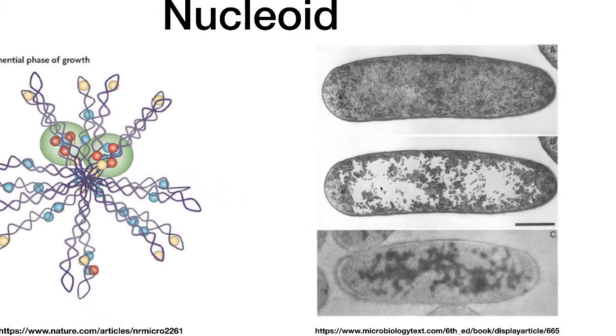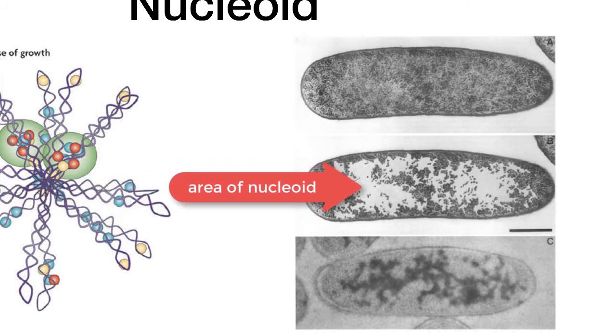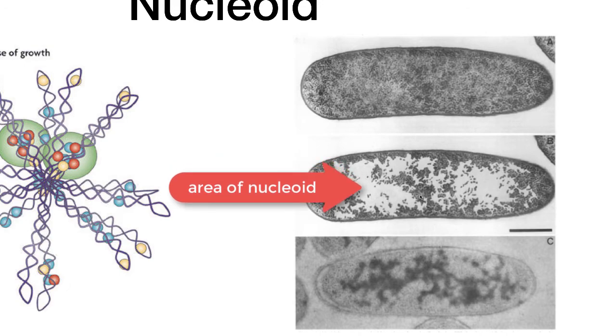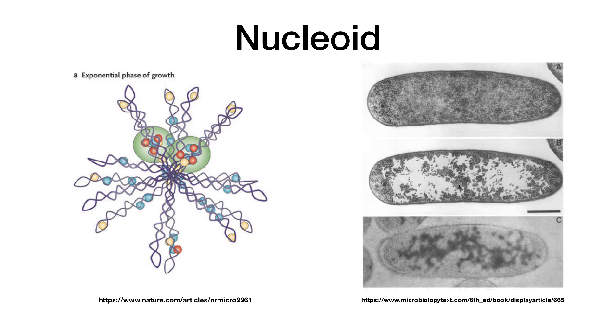And you can see this here on the right is an electron micrograph of the E. coli bacterium, and the clear areas is where the nucleoid is. Unlike in eukaryotes, the nucleoid is not separated from the rest of the cell by a membrane.